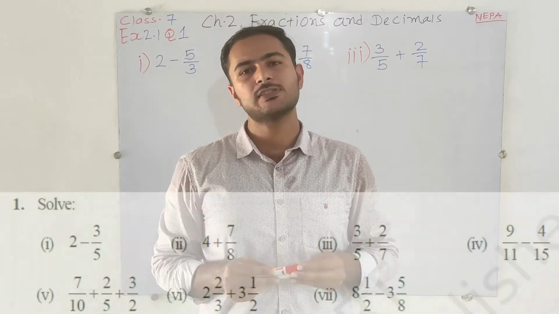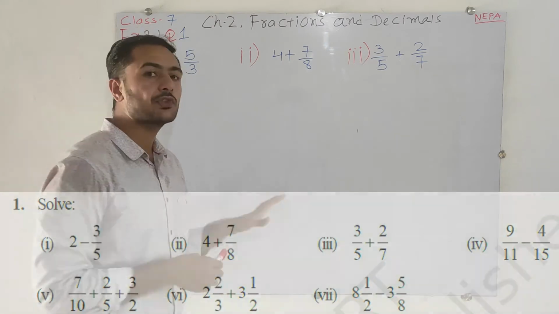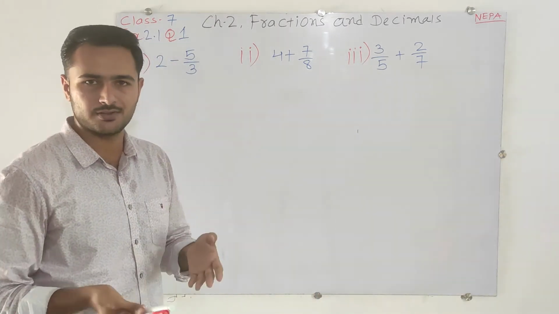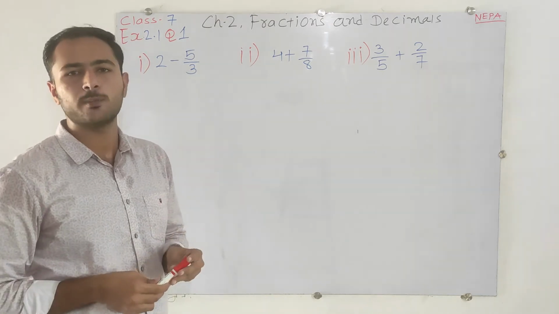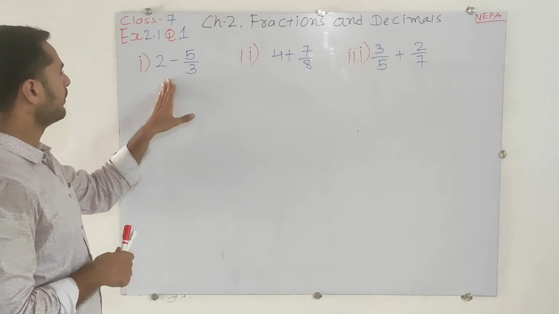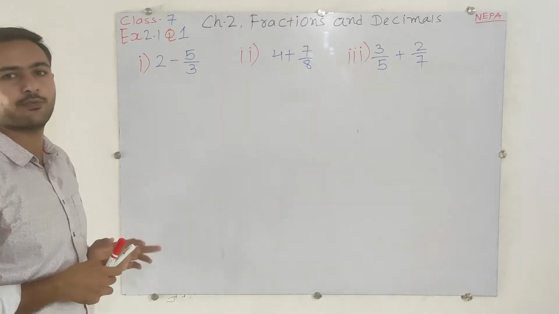So now let's start exercise 2.1, question number 1. Okay, in that we have to solve the given problems, which are in the form of fractions as well as whole numbers. But we have to use the operations addition and subtraction. The first one is actually a subtraction, 2 minus 5 by 3. Okay, 2 is the whole number, minus 5 by 3, that's the fraction.